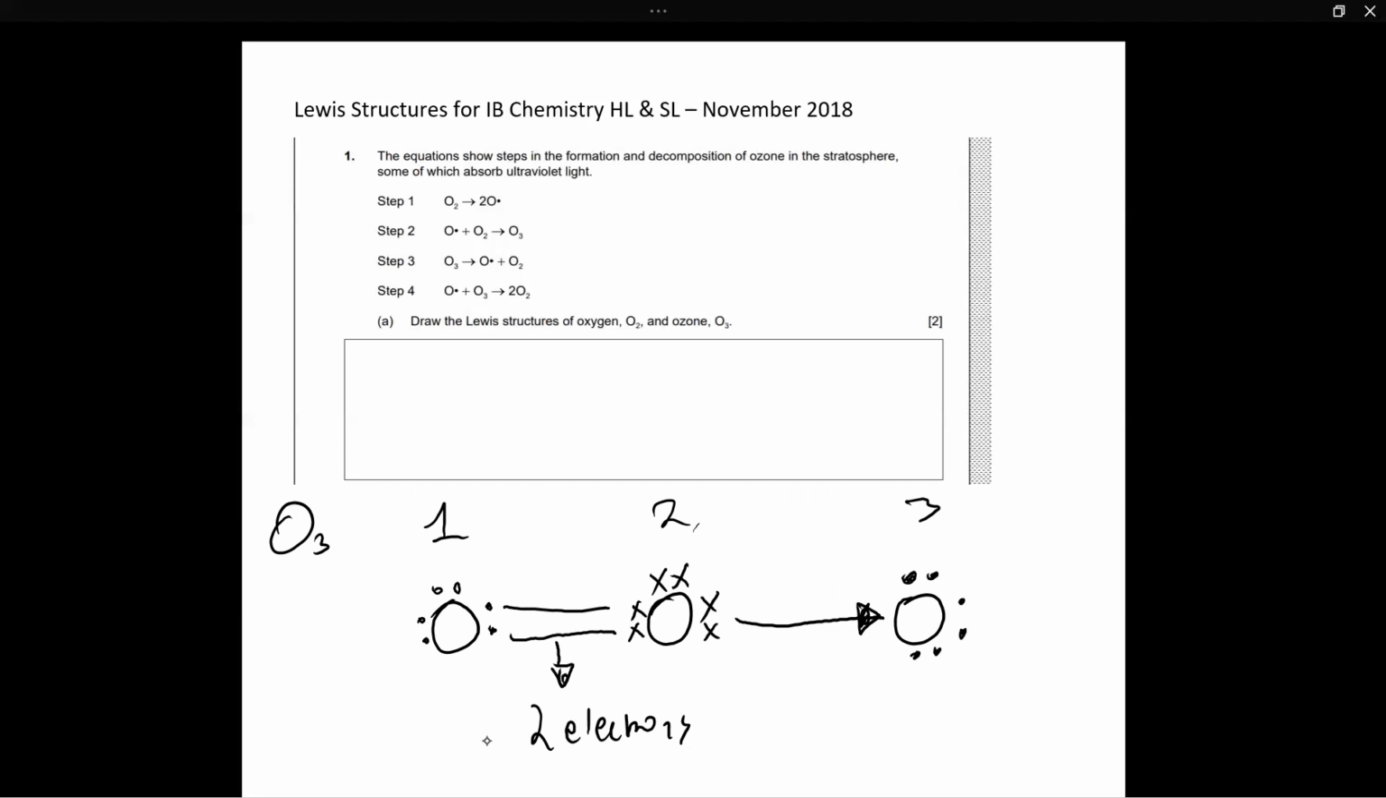And a coordinate bond is represented like this, with an arrow. The arrow is going towards the atom which is the selfish atom, the atom that doesn't donate anything. So that's how a coordinate bond is represented in a Lewis structure. So this is the Lewis structure for O3. Hopefully you've understood what a coordinate bond is. I'll draw the O2 structure over here real quick as well.